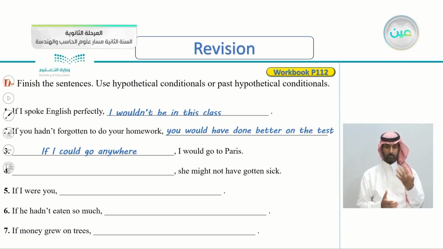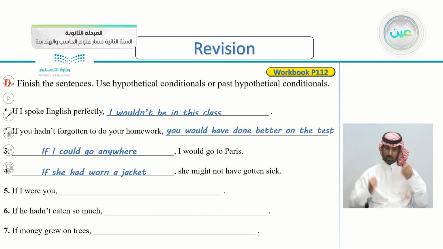Number 4, she might not have gotten sick. So this is a past hypothetical. She might not have gotten sick. So try to guess what's the conditional here. Try to guess what's the if clause here. If she had worn a jacket. So she didn't wear a jacket. If she had worn a jacket, she might not have gotten sick, of course, because of the cold weather.